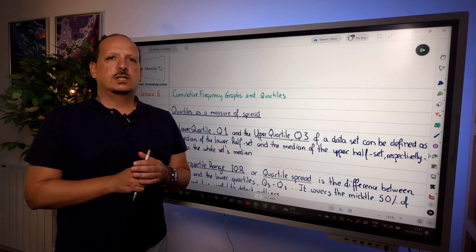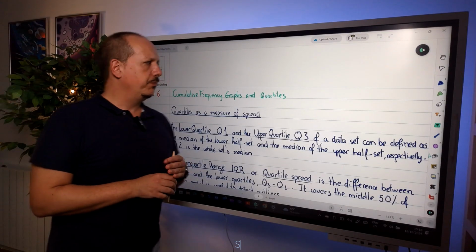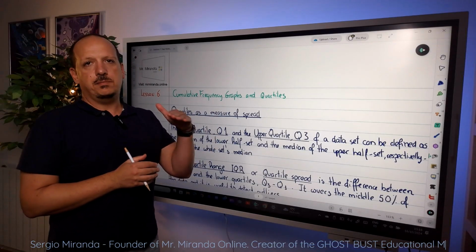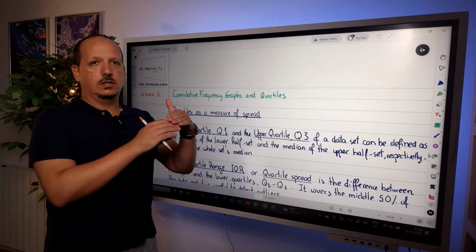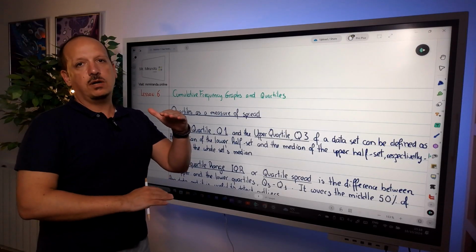Remember what quartiles are from previous years? Let's make a quick recap. We already know what the median of a data set is. The median divides the data set into two equal parts, the upper part and the lower part. You can think of the quartiles as the median of each one of these parts.